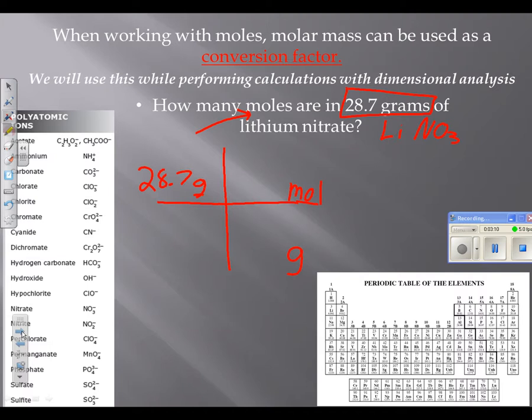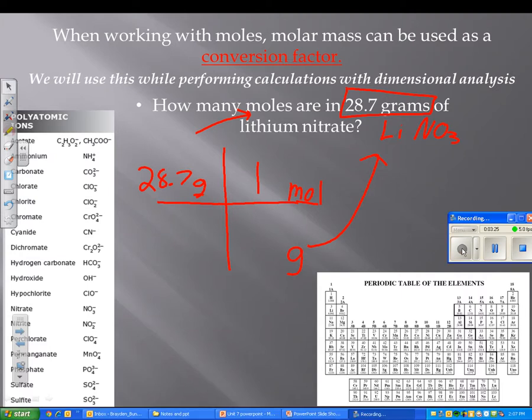So how many grams in every mole? Get used to putting a 1 here, because you're going to do it a lot. Well, this is going to be the molar mass for lithium nitrate. I'm not going to go through every step. If you don't know how to do molar mass by this point, go back to the last video, look it up. But the molar mass for lithium nitrate is going to be 68.95.